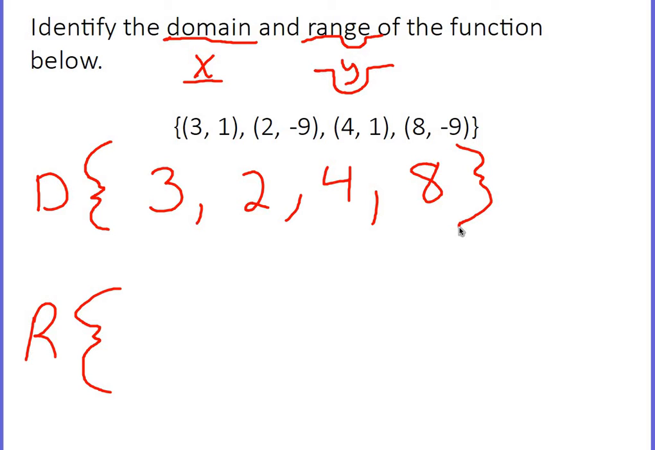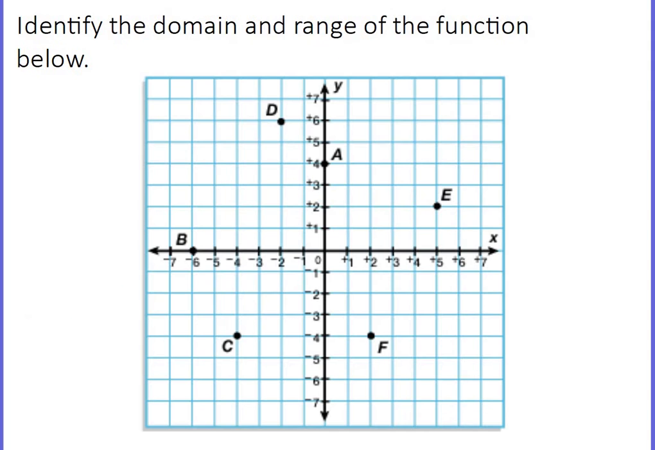My range is my Y values. I have a 1. I have a -9. I have another 1, but I've already written it. And I have another -9, and I've already written that one. So I'm only going to write them down one time. So this is my domain, my X values. This is my range, my Y values. Just to go a step further, it is a function because all of my X, Y values are different. So let's see what we have next.